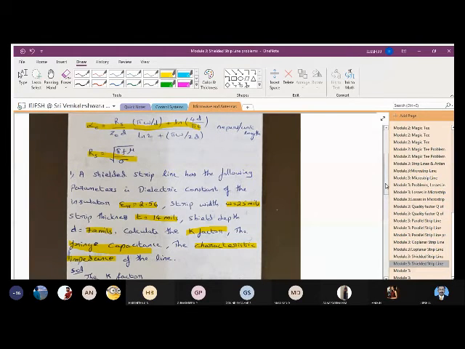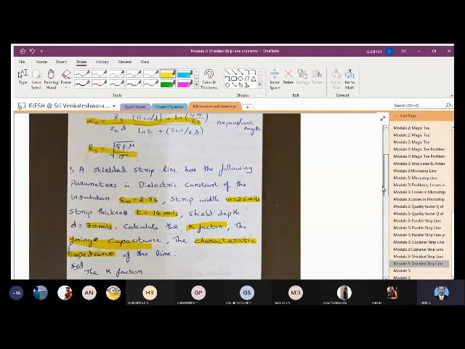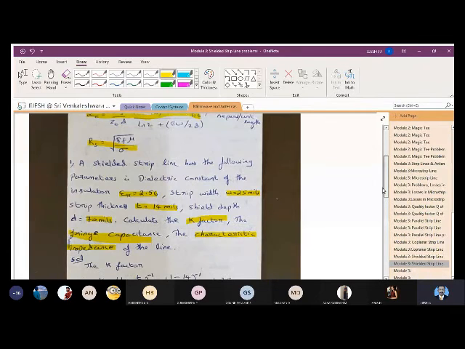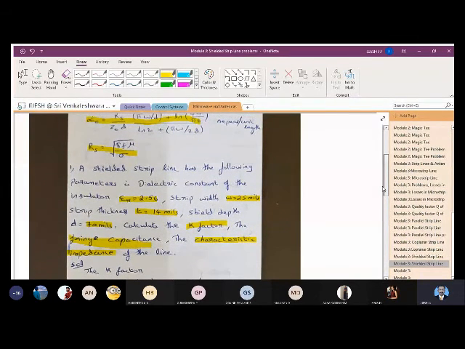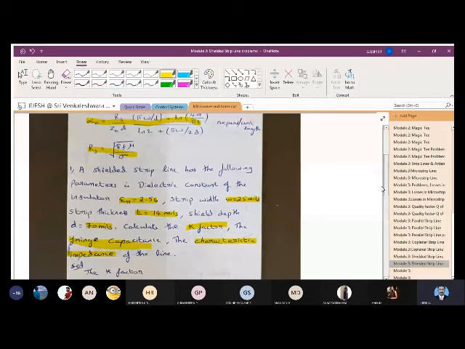Sir, K is equal to secant H pi W divided by 2D. No, that is what I am saying. You should see the question properly. What all things are given? The strip line has the following parameters.